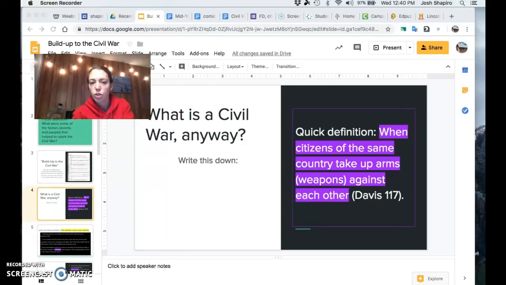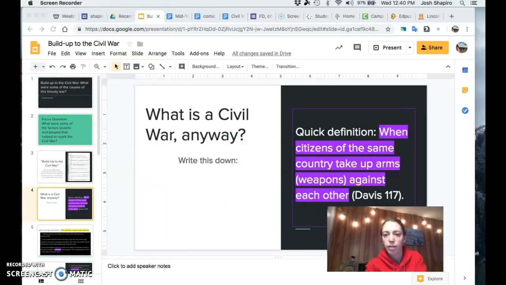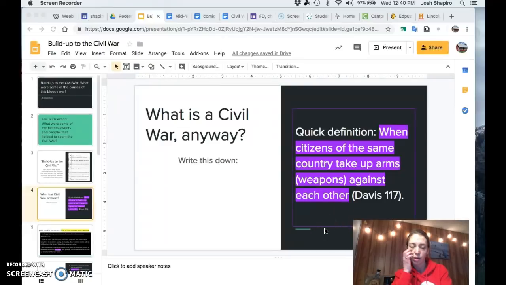All right. So what was the Civil War anyway? Here's the definition that you're going to need on your page. So please go ahead and you can write this down exactly as it is. When citizens of the same country take up arms, which are weapons, against each other. And that is coming from a book that I read. The author's last name is Davis, and it comes from page 117 in that book. So please go ahead and pause the video and get that down.